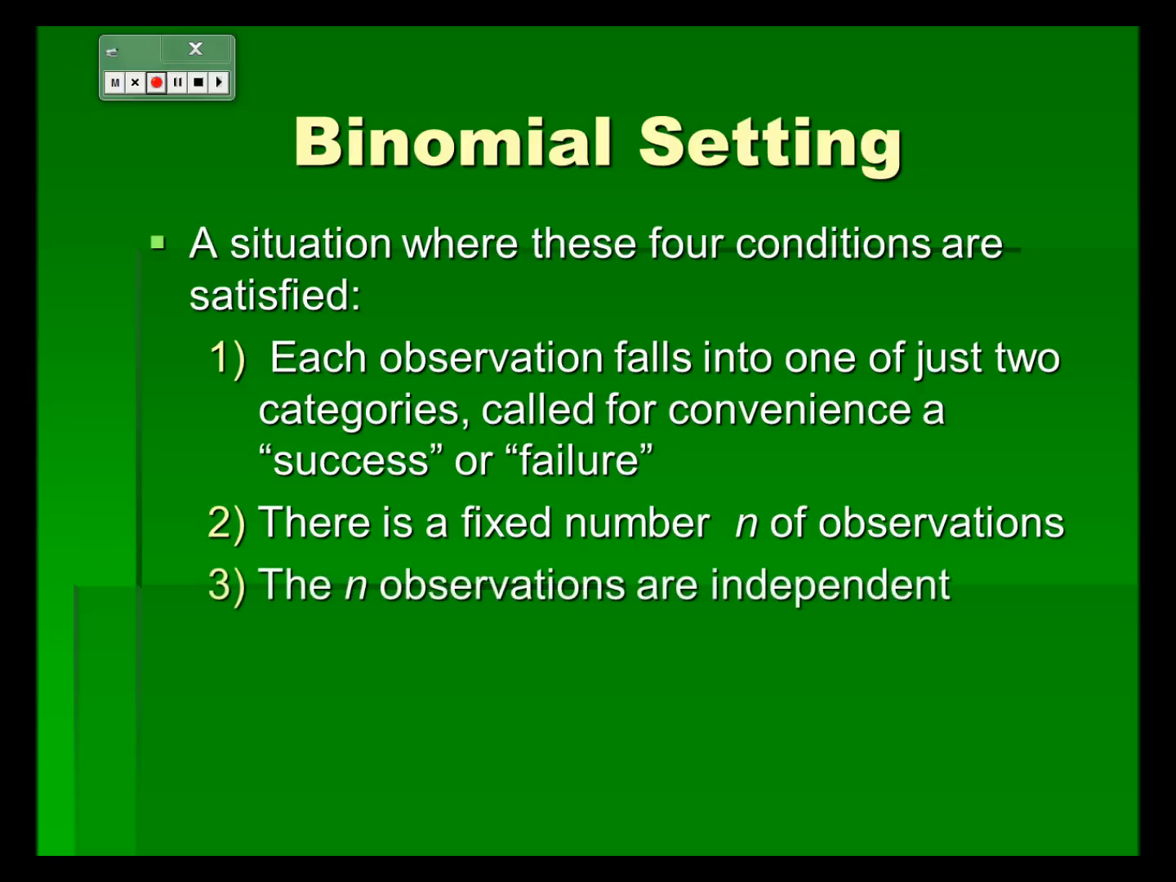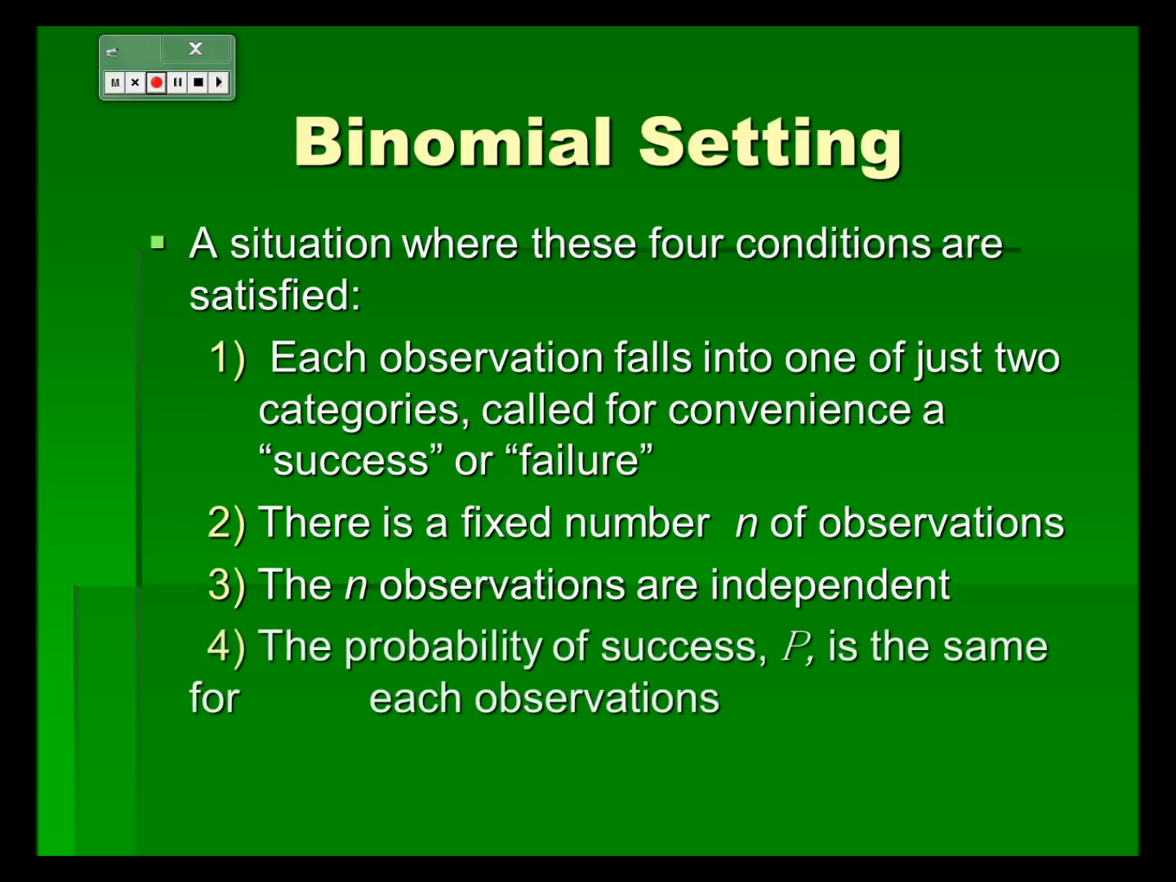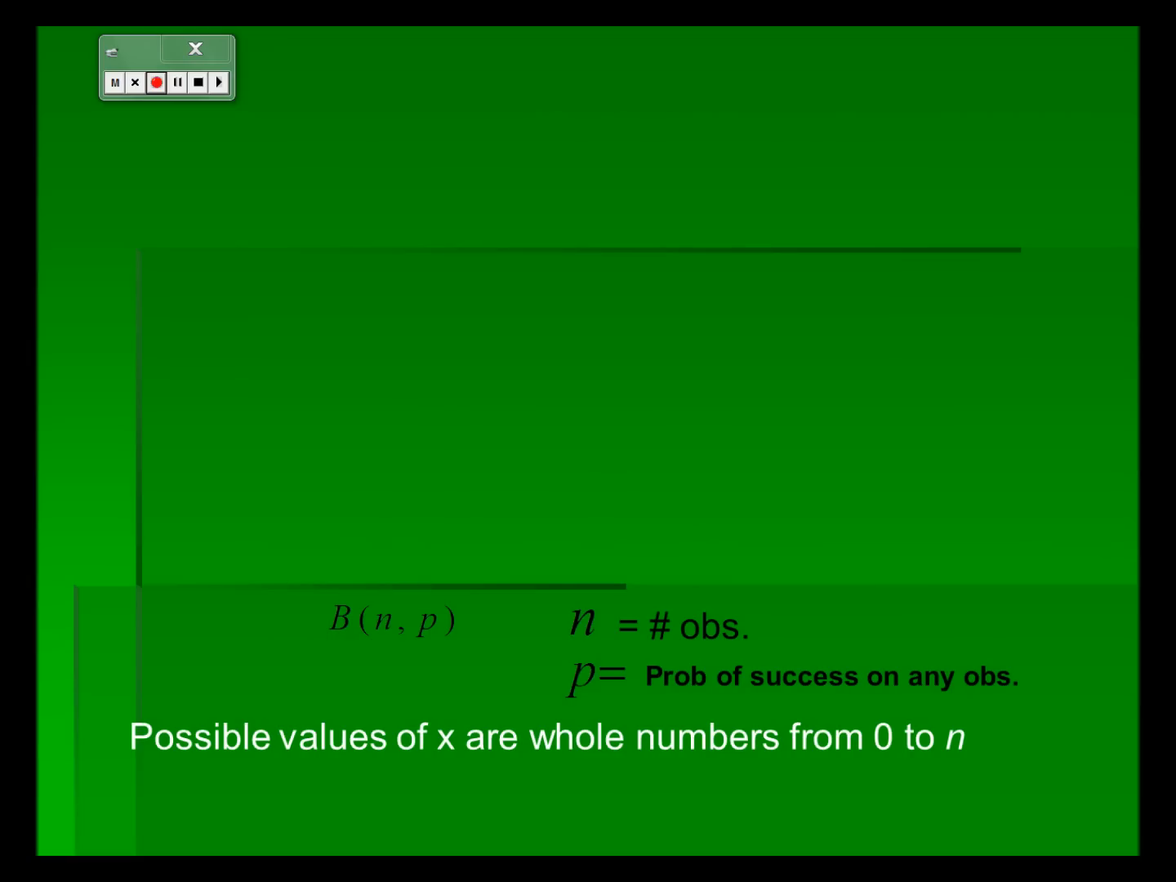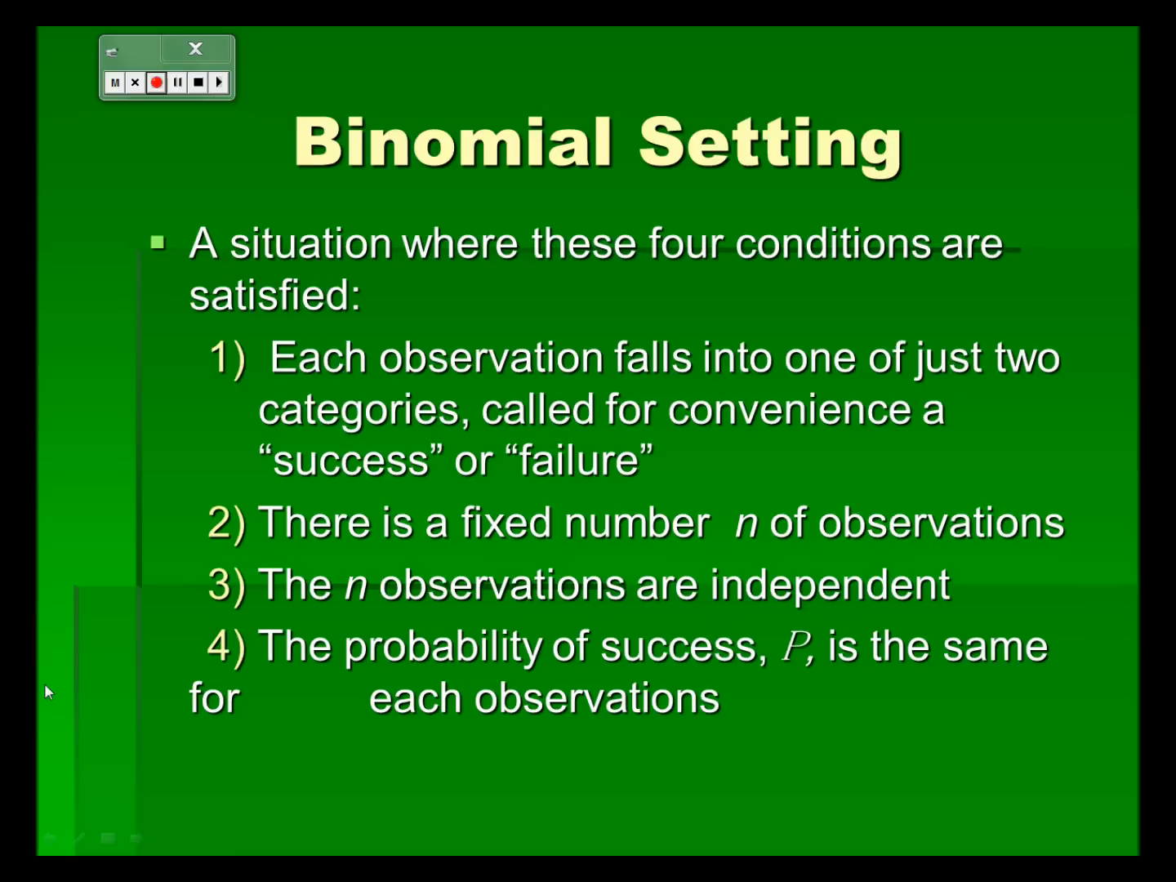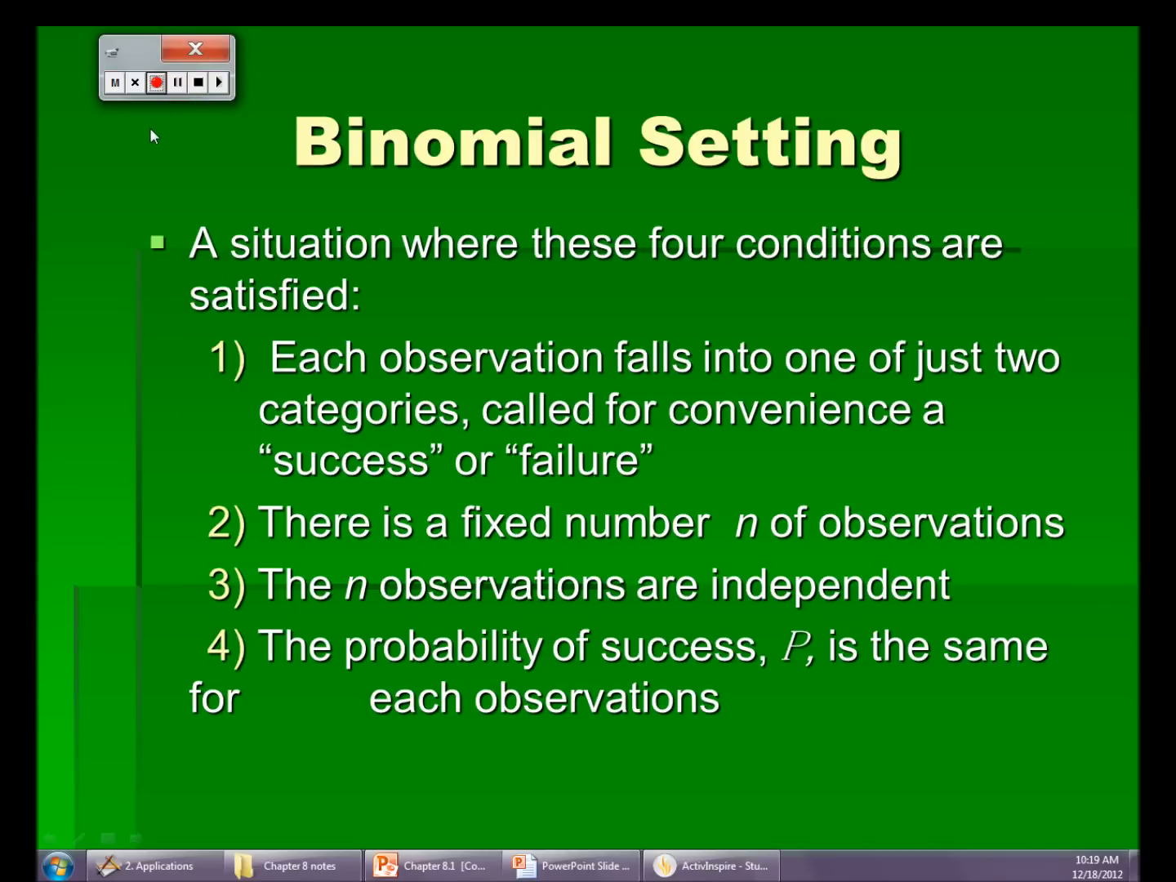The n observations are independent, so shooting basket number 1 has no influence on whether I'm going to make or miss basket number 2. And the probability of success is the same for all observations. If I meet these four conditions, I am considered in the binomial setting.